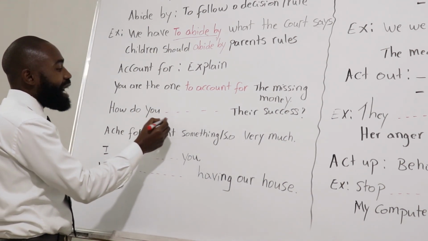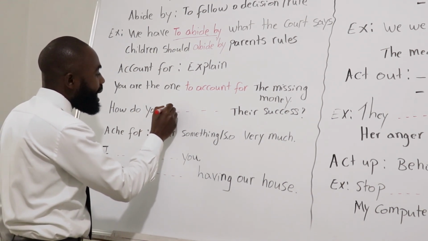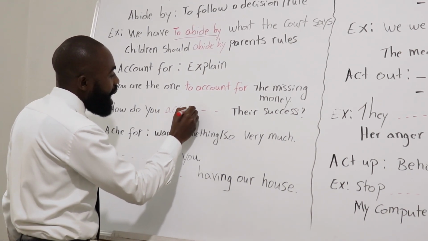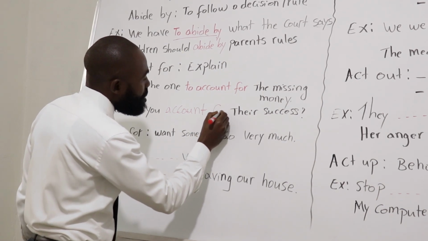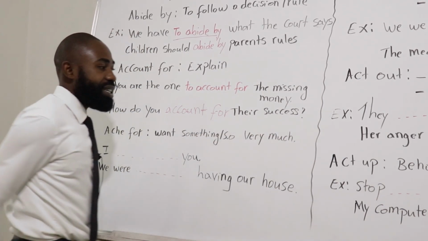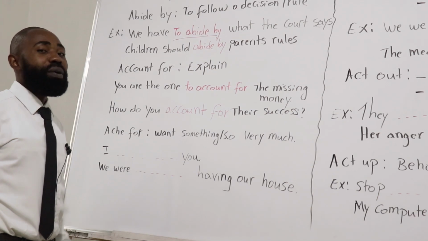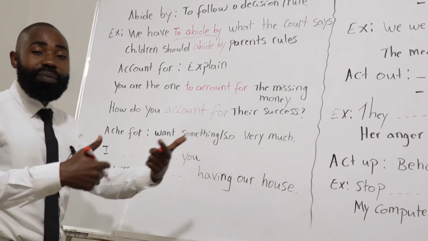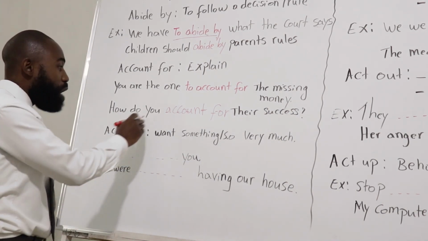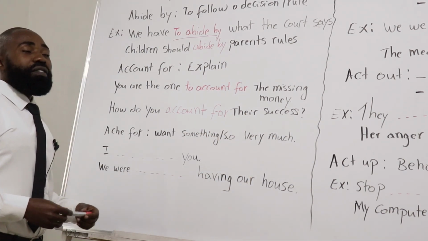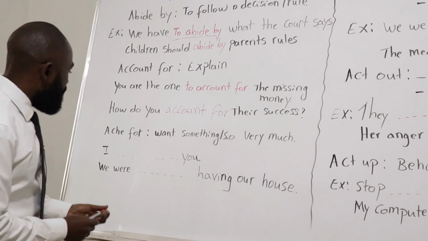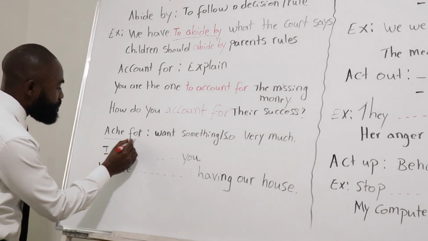So how do you account for their success? Mwango, ugutsinda kwabo cyangwa se ibyo bagezeho wabisobanura ute? How do you account for their success? Alright, my friend. Next phrasal verb iyo tugiye gukurikizaho ni ache for.